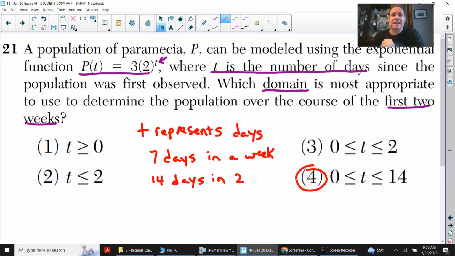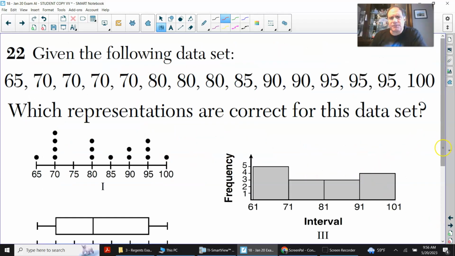Be careful with that. They might do 3 days. T represents hours, and they ask which domain is most appropriate for 3 days, and you would have to do 24 times 3. So just be careful with the reading. This is kind of like a reading problem, and that's why it's tough sometimes.